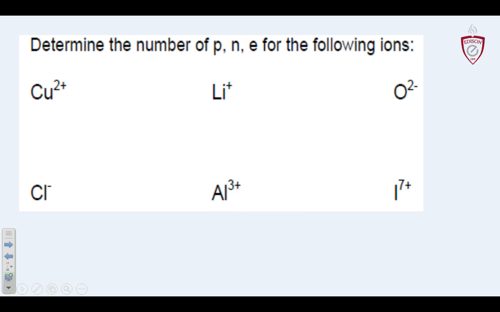Last example I'll run through real quick while Mr. Milks is busy here. My protons for iodine is 53. That's the same as the atomic number. My neutrons is going to be mass number 127 minus 53 for a total of 74. And my electrons is going to be my protons, 53, minus the charge here, which is 7, equals 46.